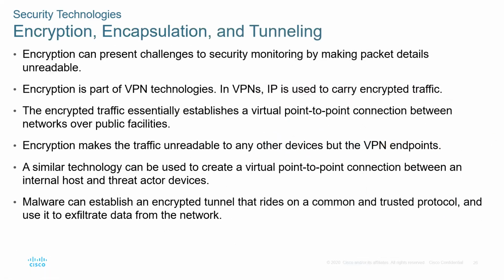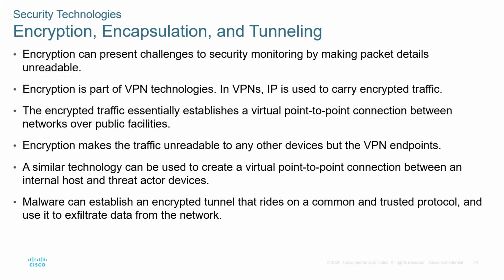Encryption can also present challenges to security monitoring by making packet details unreadable. So encryption is part of VPN technologies, and VPN's IP is carried over encrypted traffic. And this encrypted traffic essentially establishes a virtual point-to-point connection between networks over public facilities. This can make traffic unreadable to other devices other than the VPN endpoints, and therefore a similar technology can be used to create a virtual point-to-point connection between an internal host and threat actor devices.